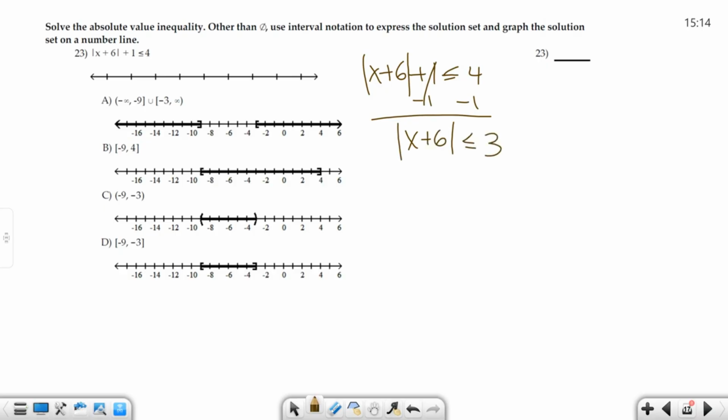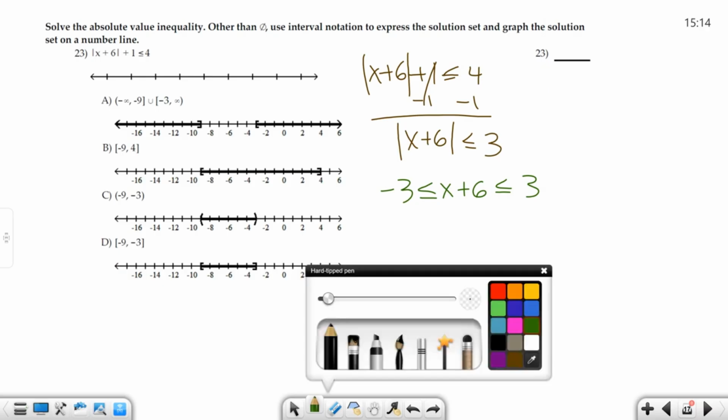And now I'm ready to write. Absolute value less than is let us make a sandwich. What does my sandwich look like? Well, x plus 6 is sandwiched between 3 and negative 3. Notice that this and this both point to the left. You cannot have them pointing in opposite directions. It cannot be right if that's the case. So remember, for the greater than you do an or, a great or. But here this was an and. It was a sandwich. We made that sandwich.